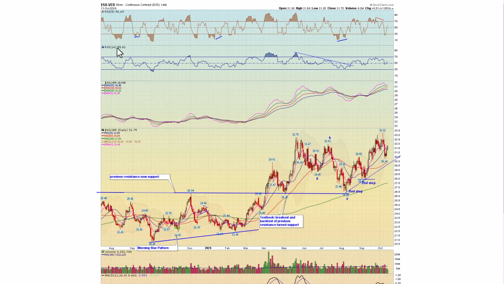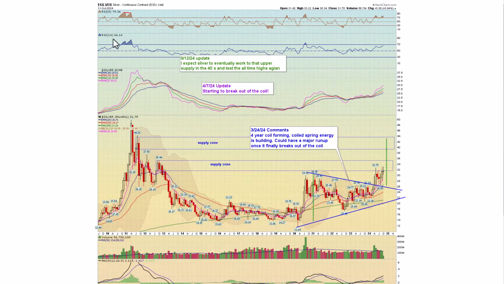Next, Chart 79, silver. Still holding up around here, just chopping around. I love the longer term chart, of course. And let's look at that. So Chart 80, here's the monthly view of silver.